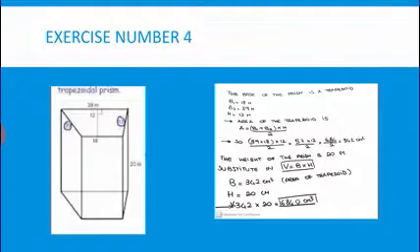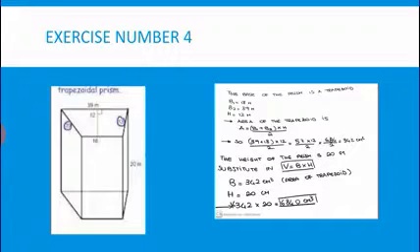The last exercise. We want to calculate the volume of the trapezoidal prism. We have that the base of the prism is a trapezoid. Base 1 is equal 18. Base 2 is equal 39. The height of the trapezoid is 12. So the area of the trapezoid is A equals base 1 plus base 2 times height over 2.